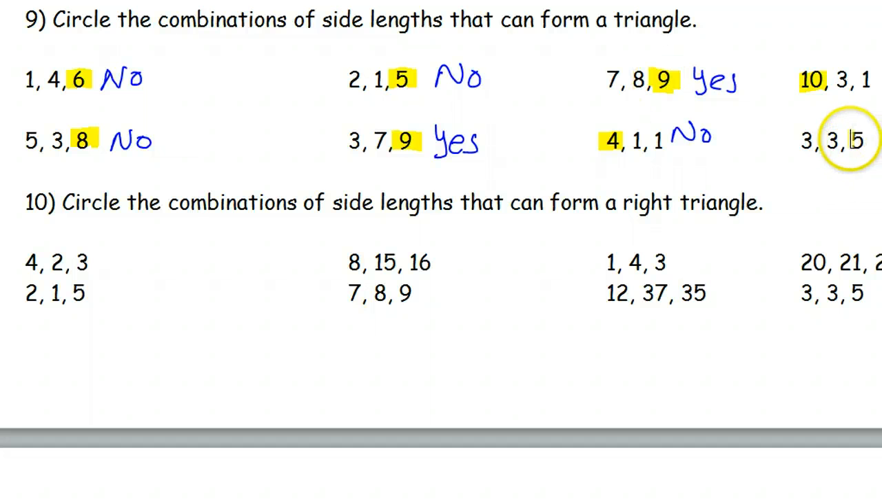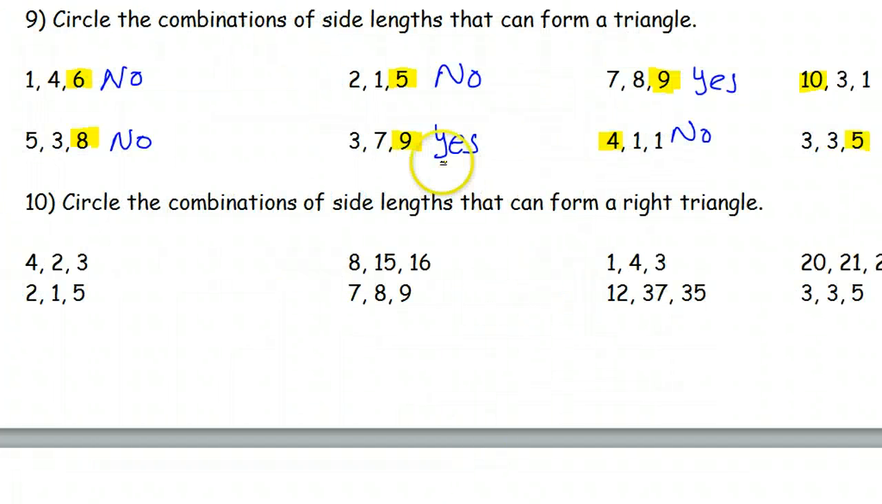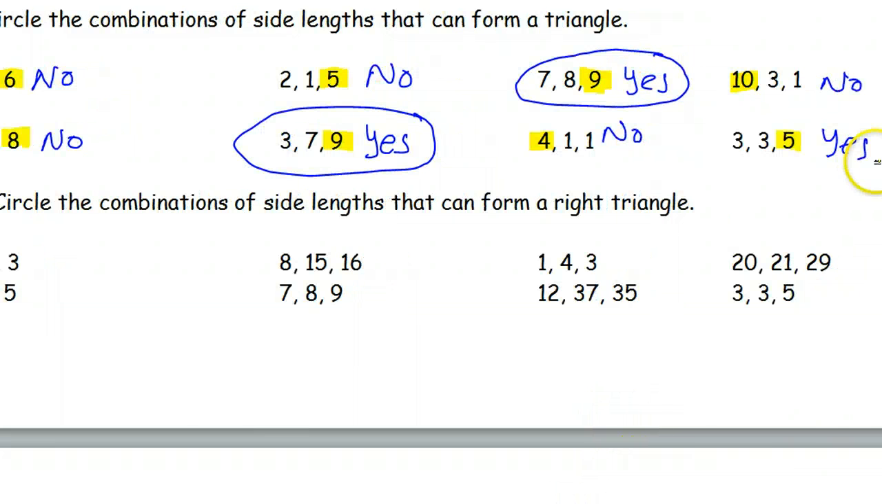And what was that? I lost my train of thought. 5 is the biggest. 3 plus 3 is 6. That's more than 5, so that can make a triangle. So that's a yes. Okay, so we were supposed to circle all the ones that can make a triangle. So this can make a triangle, this can make a triangle, and this one can make a triangle.